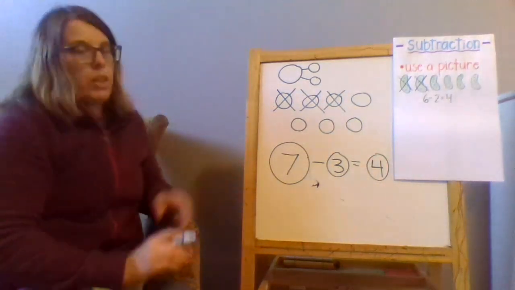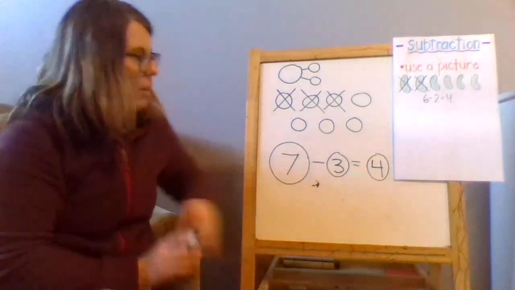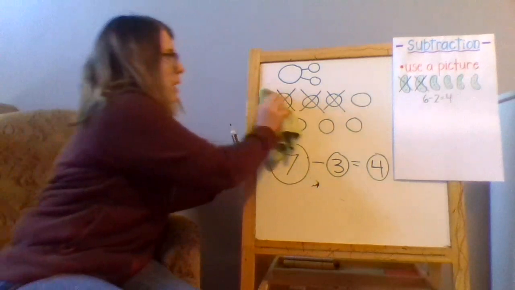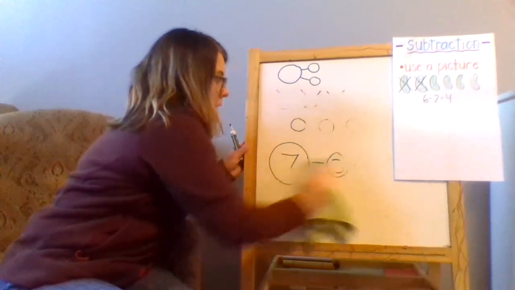Okay, so I'm hoping that you got an equation like me. 7 minus 3 equals 4. Okay, now let me give you one to try on your own. Here we go. Let's see.